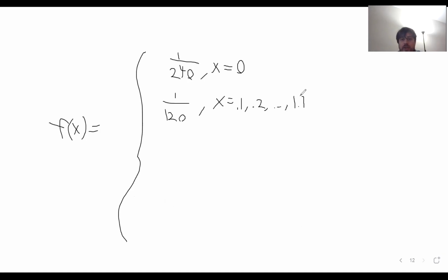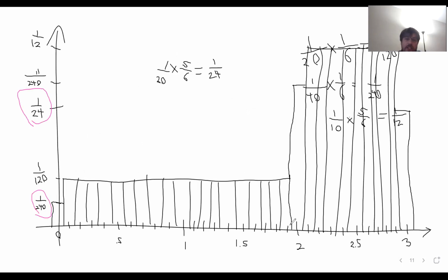Okay, so this is going a while, but you're asking questions, right? So you want me to keep going, right? So this is 1.9. Now the probability that X equals 2 is 11 over 240.